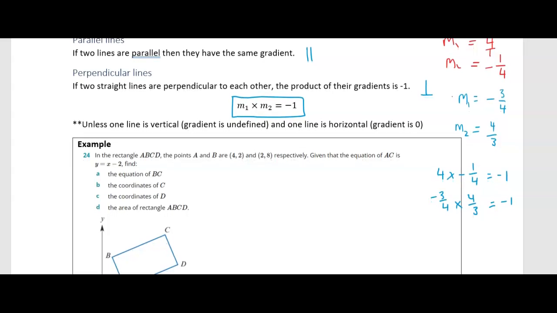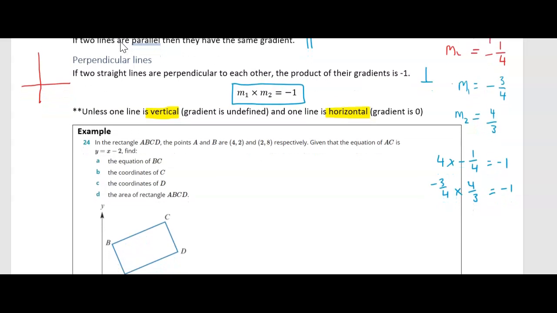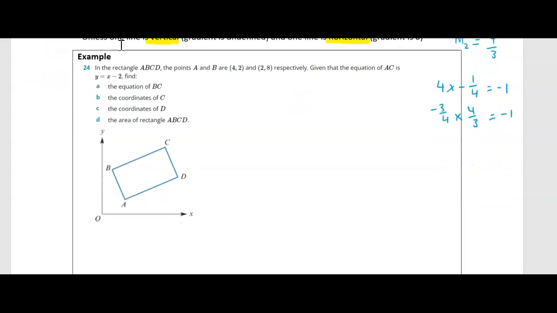All right, just one thing before we move on. The only time this doesn't run true is if you've got a vertical and a horizontal line, because a vertical line's gradient is undefined. There is no gradient because it's a vertical line, it's straight, and a horizontal line has a gradient of 0. So obviously they're still perpendicular, but you can't use this formula, because you don't have the gradient for one of the lines, and the other one is 0, and anything multiplied by 0 is going to be 0.